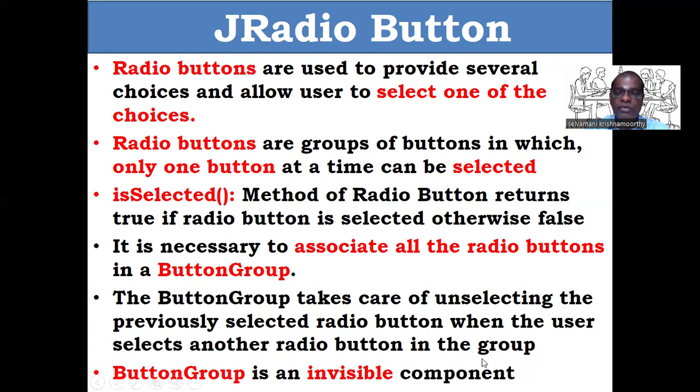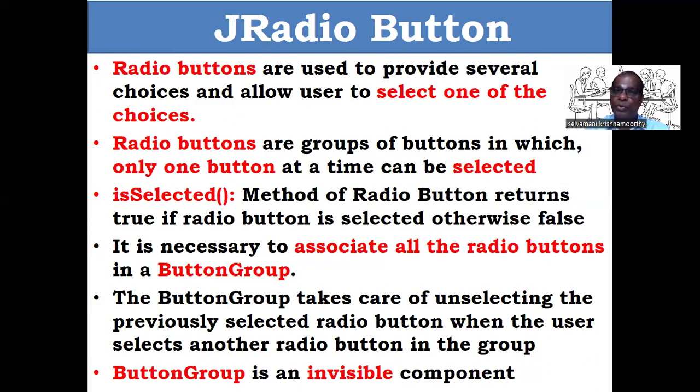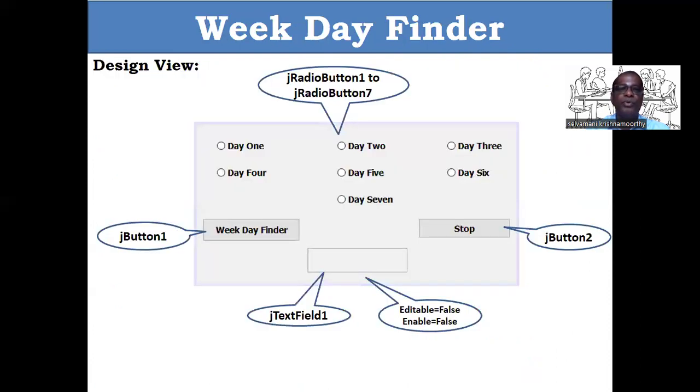Button group is an invisible component. We need to add the button group to our form, but it is invisible. The radio buttons will be visible. I hope it is clear? All of you understand how the if else if statement works, and what the usage of jRadioButton and button group is. Now let us proceed with the weekday finder.